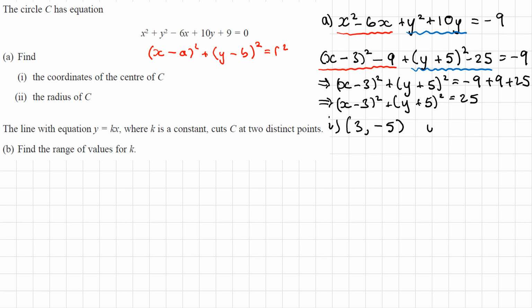And I can also see the radius. That's going to be the square root of 25, because 25 is r squared, so r is 5.